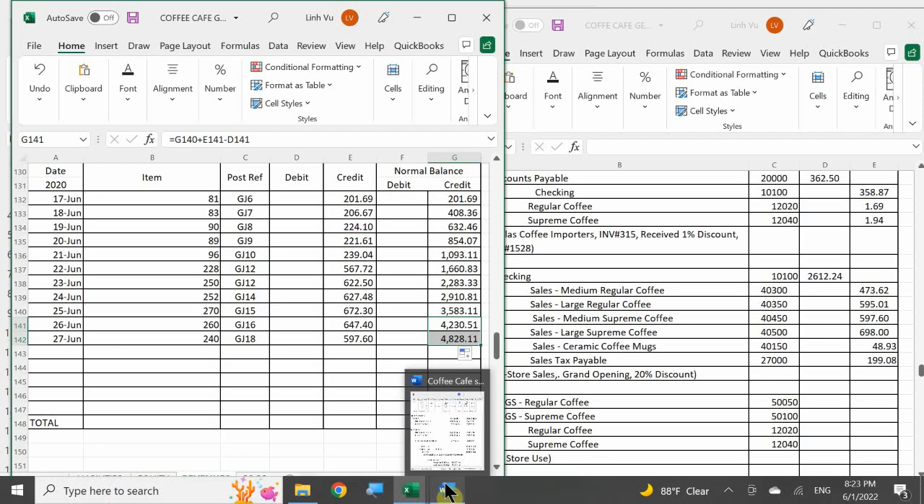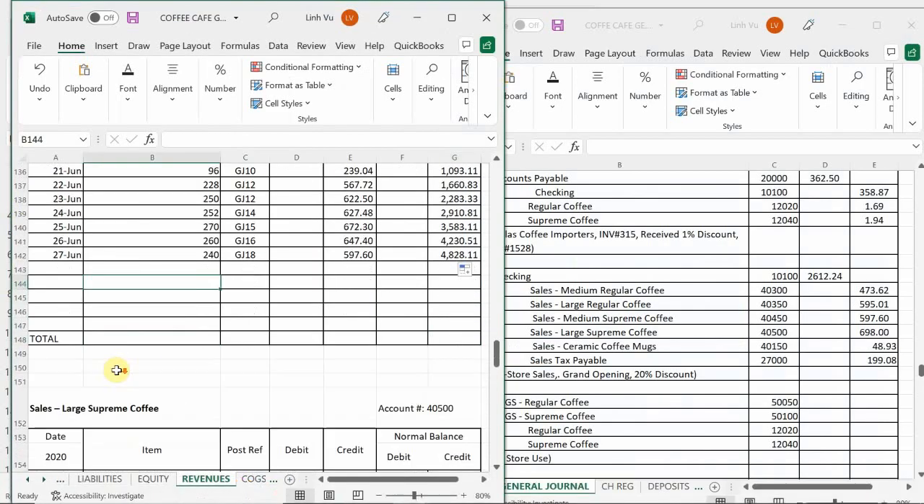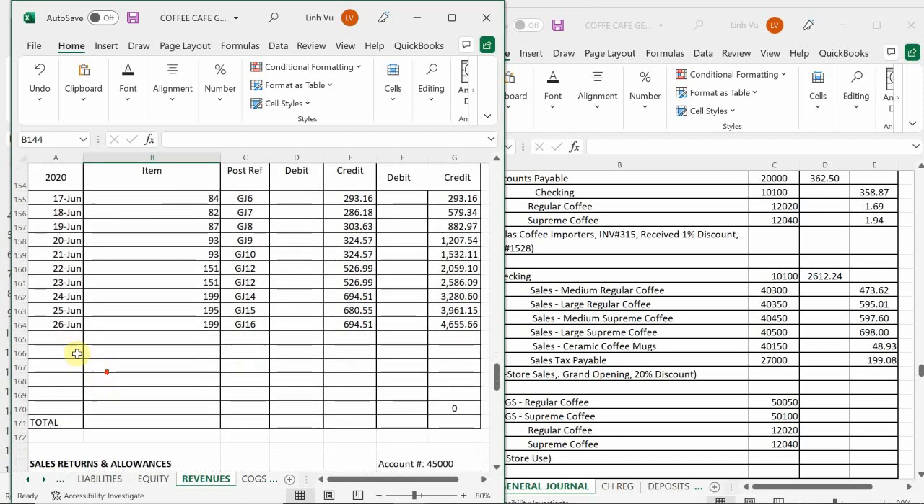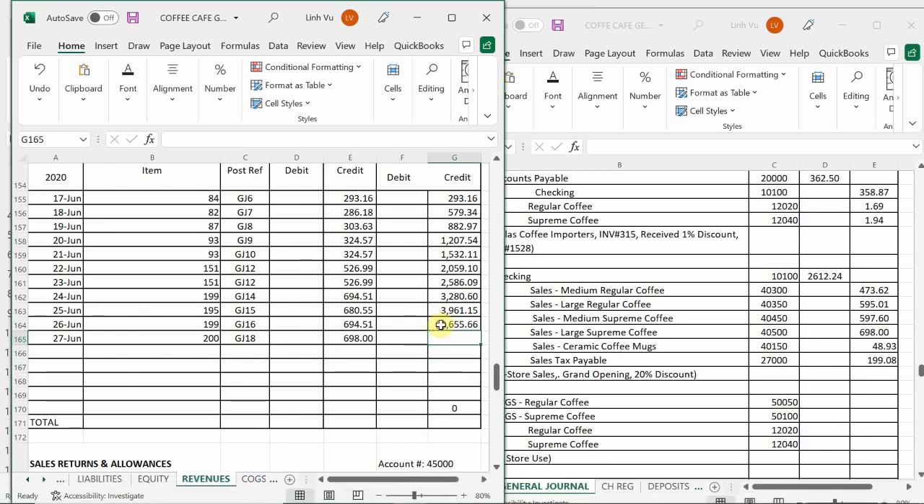So next, I sold 200 of the large Supreme coffee cups for a total of $698 even, which brought your account balance to $5,353.66.